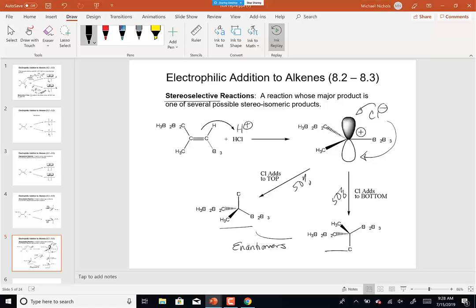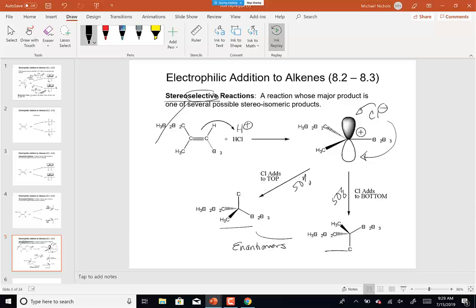I'm going to sound like a broken record here, but we're going to break this up into two parts, selective and stereo. So what does it mean to be selective? Number one, for the reaction to be selective, you need more than one possible product. And those two products must be stereoisomers. What are our possible stereoisomers? Enantiomers, diastereomers, cis-trans isomers. So you have to form more than one possible stereoisomer. But then to be selective, you have to choose one as the major product.